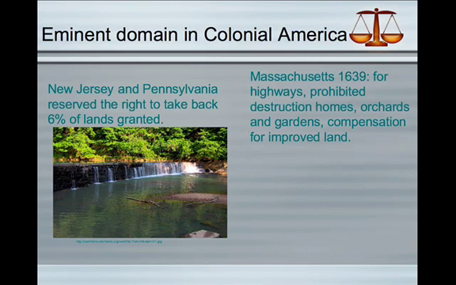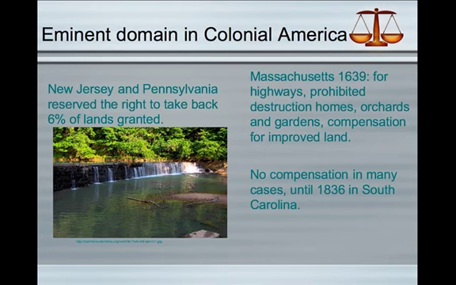And New Jersey and Pennsylvania got around the issue by saying, when they would grant somebody a piece of land, that they reserve the right to take back 6% of it if they need to make roads. So the people that made that deal knew that was part of the expectation. And in many cases, they didn't actually get compensation for land. And actually up until 1836 in South Carolina, they could take both land for roads and material for roads from private citizens with no payment.